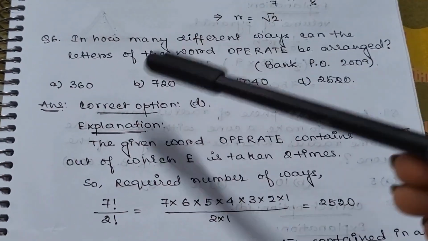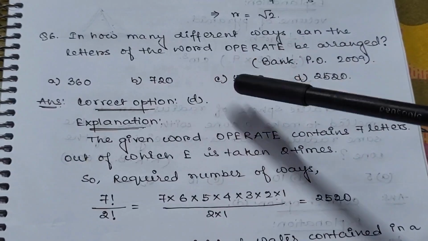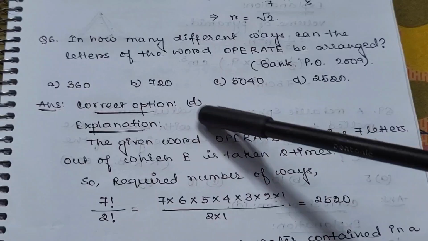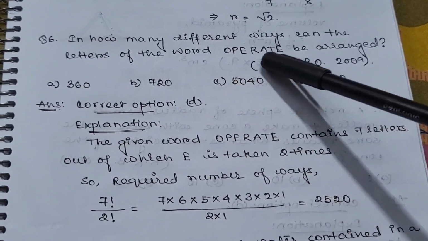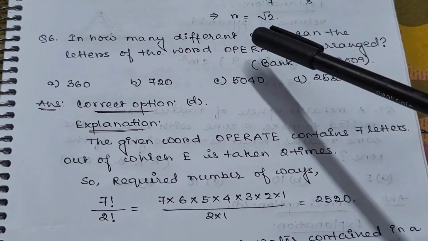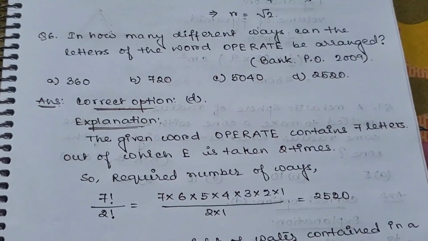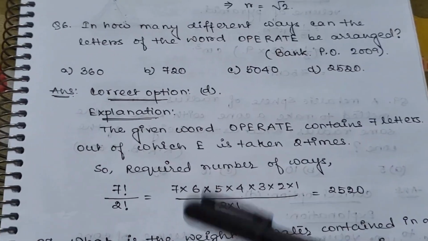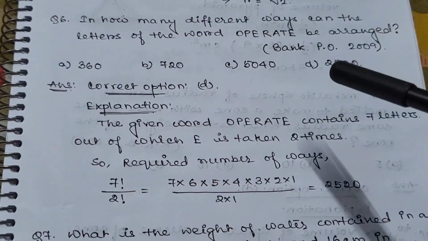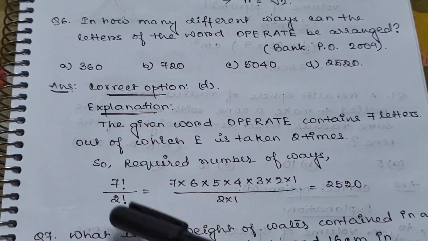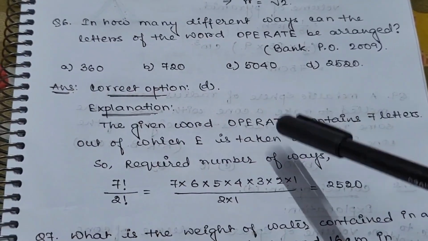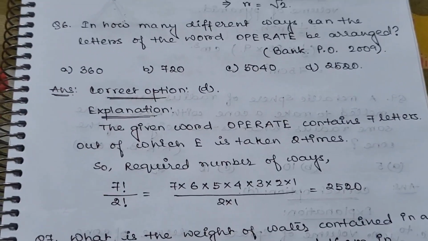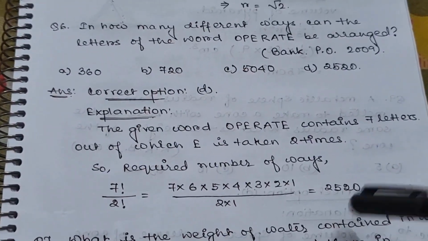Question 6. In how many different ways can the letters of the word operate be arranged? It is a bank PO question of 2009. It is seen that the correct option is D. Now this word operate has 7 letters in it, of which the letter E is repeated twice. So the total number of ways is 7 factorial, because the word operate contains 7 letters, divided by 2 factorial, because the letter E occurs twice. Okay, so it is 2520.